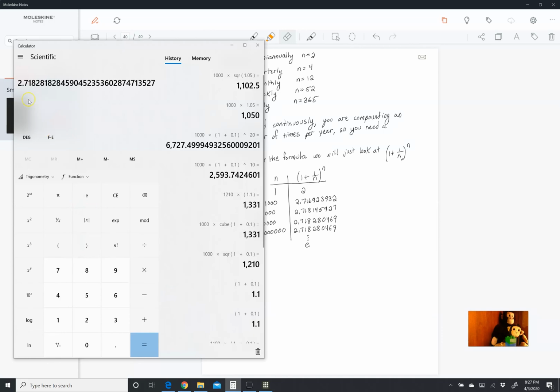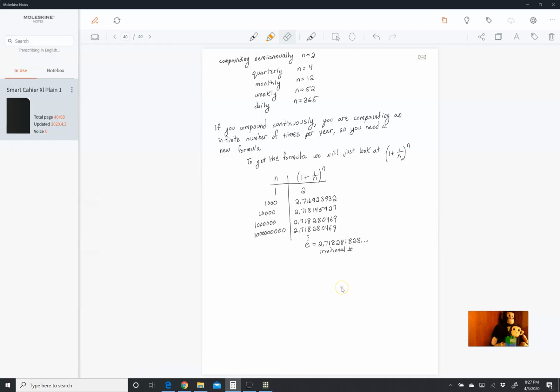Sorry, I said 2.7188. I should change this. It's 2.718281828 and so forth. Okay, it's an irrational number. It's like pi. It has a value. If you remember, we said E is not a variable that we typically use. Okay, and this is why, because E has a value.